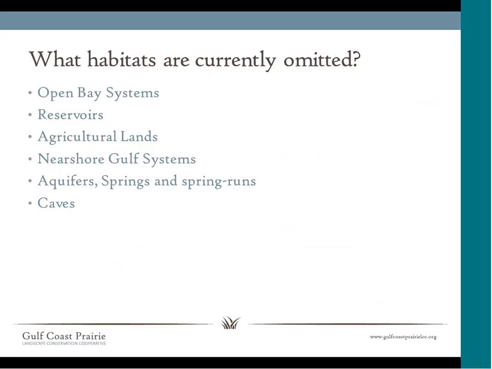So which habitats did we omit? We have 17 broadly defined habitats, and not all of them have projections. We are still working through developing some of the data models for open-based systems, reservoirs, and possibly for agricultural lands. There are a few where we are hesitant given the dearth or quality of spatial data, primarily for aquifers, springs, spring runs, and caves. These have not been incorporated into our coarse filter as of yet, but some are in the works.